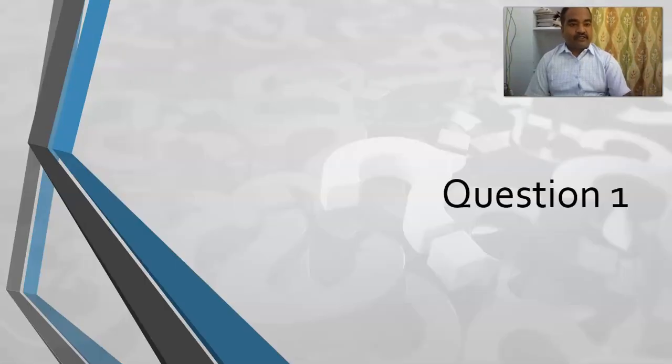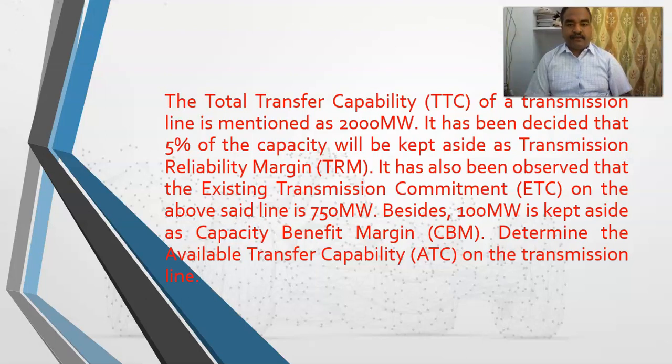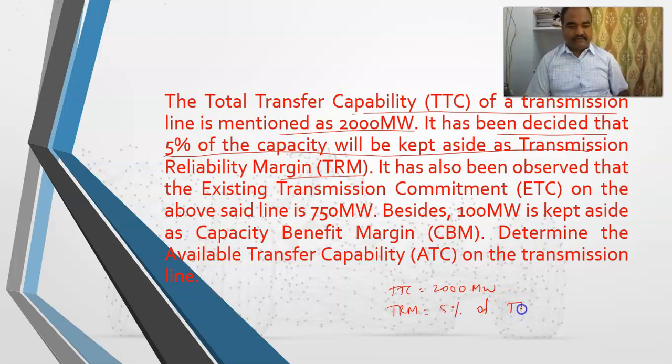So let's start with question number 1, a simple question. The total transfer capability of a transmission line is mentioned as 2000 megawatts, which means TTC is equal to 2000 megawatts. It seems that there is only one transmission line. It has been decided that 5% of the capacity will be kept aside as transmission reliability margin, which means TRM is 5% of TTC. So this will give 5% of 2000. It is somewhere around 100 megawatts, isn't it?